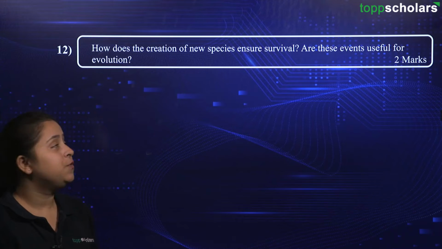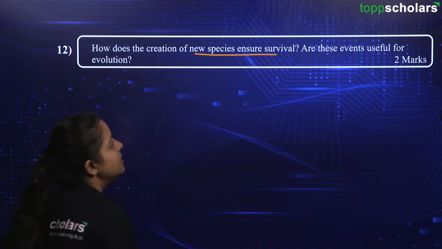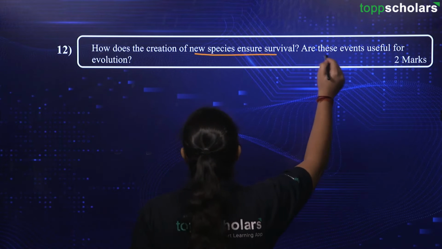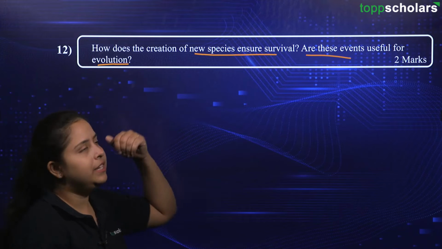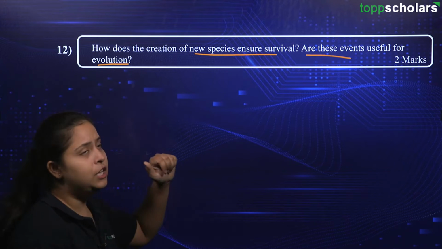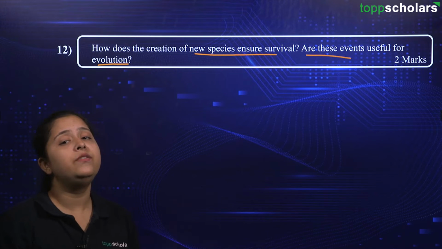Here is the question asked for 2 marks. The question says, how does the creation of new species ensure survival? Are these events useful for evolution? So basically over here variation is being asked, and this part is asking you, is this variation useful? The answer is yes, variations are very much useful.